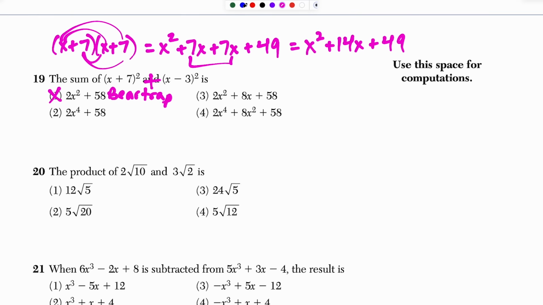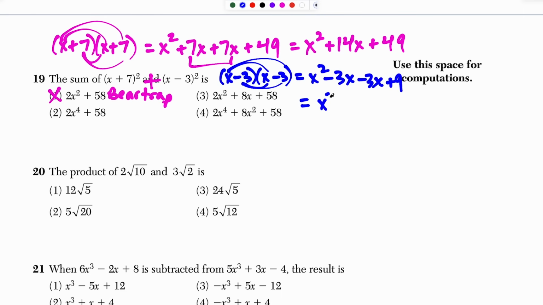And if we do this for x minus 3 squared, I'll work this out over here, x minus 3 times x minus 3 is going to give us x times x is x squared, and then we have minus 3 times x is minus 3x, and then minus 3 times x is still minus 3x, and then negative 3 times negative 3 is positive 9. And that gives us x squared minus 6x, and then plus 9.